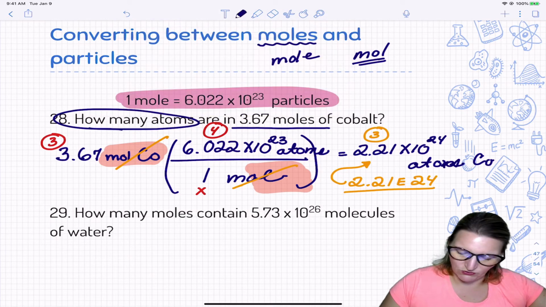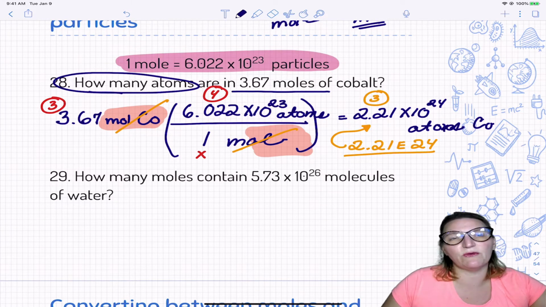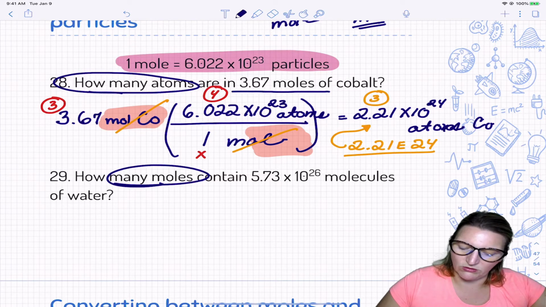Okay. Let's move to number 29. How many moles contain 5.73 times 10 to the positive 26 molecules of water? Circle the do. How many moles? Underline the clue.